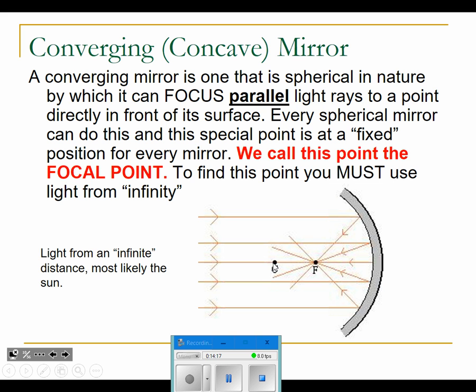This C is actually the center of curvature. If I drew this as a big circle, that would be the center of the circle. And then my focal point is there, and it's labeled with a giant F. We're going to deal more with these specifically in class, so come prepared for that, and we'll go from there.